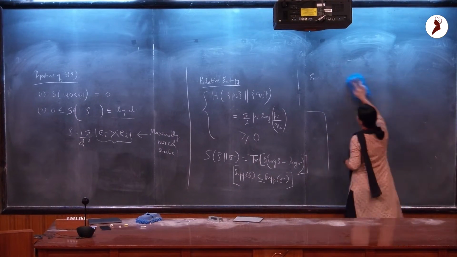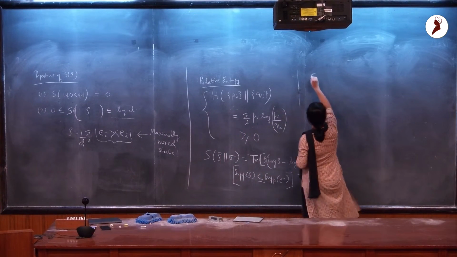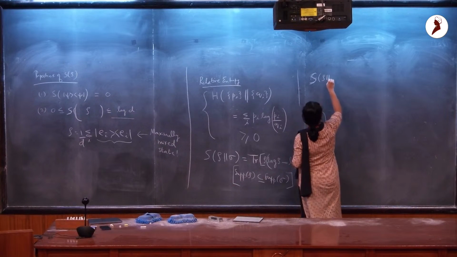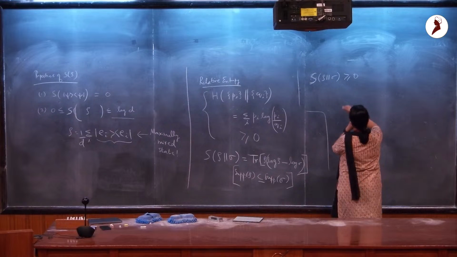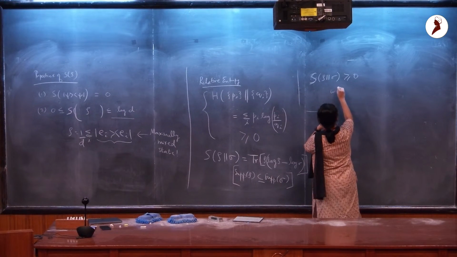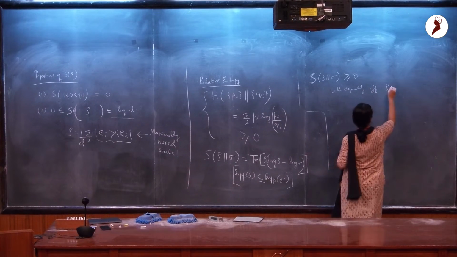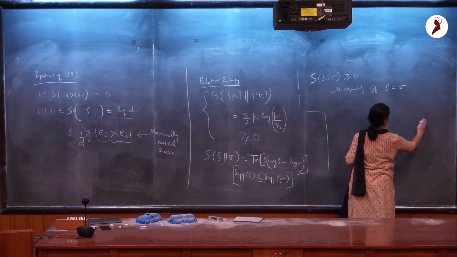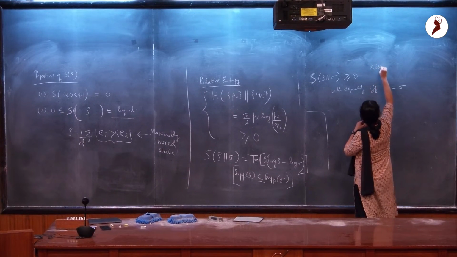So let me just write this for the quantum case. The quantum relative entropy S of rho sigma is always greater than or equal to 0, with equality if and only if rho is equal to sigma. Now this is something that I'm not going to prove. This is called Klein's inequality.